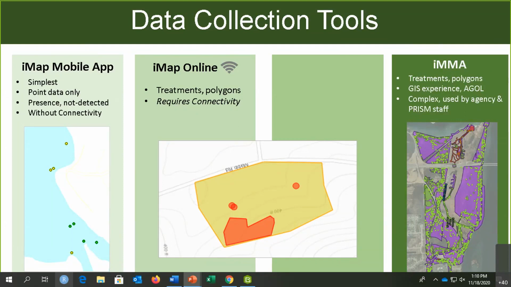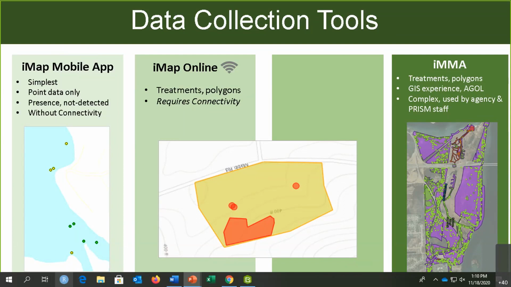It's really great for complex surveys like the one in the image. So it's a huge, very detailed polygon with tons of records. And this is used mostly by agency and PRISM staff and other natural resource professionals. So this is really good for those really highly detailed survey efforts.